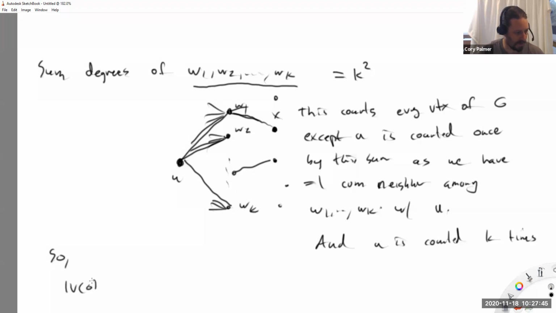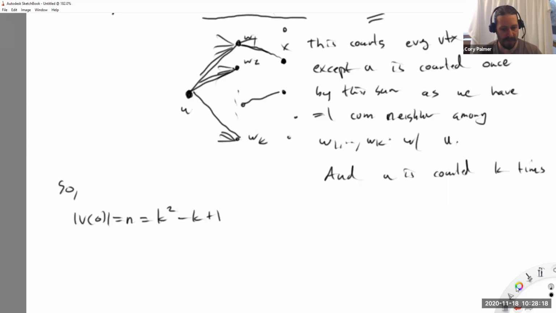So the number of vertices of G, which is N, equals K squared minus K plus 1, right? The sum of the degrees of these things is K squared. That K squared counts every single vertex one time, except for U, which gets counted K times. So in order to get the correct amount, I have to subtract off K minus 1 from K squared, which gives K squared minus K plus 1. So now I have more information about my counterexample: it is K regular and has exactly this many vertices in it, which is kind of an interesting thing.